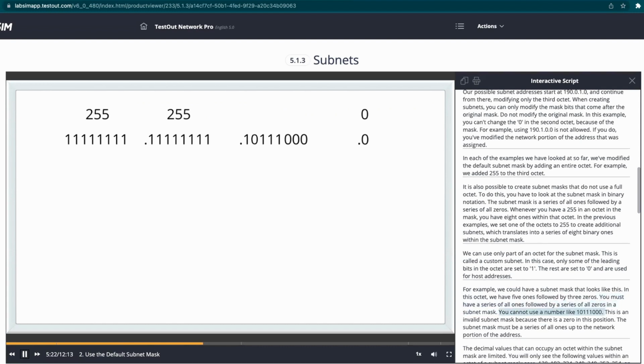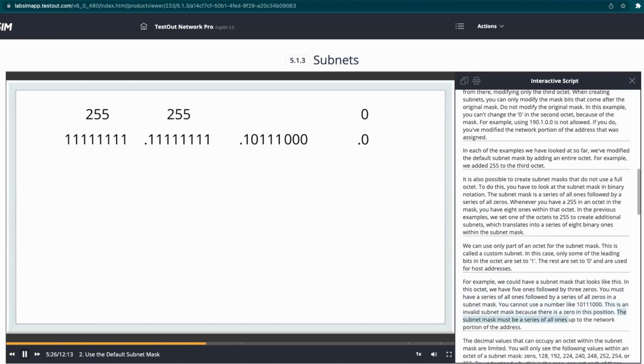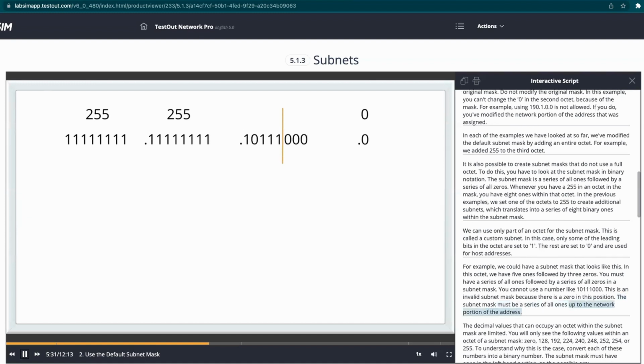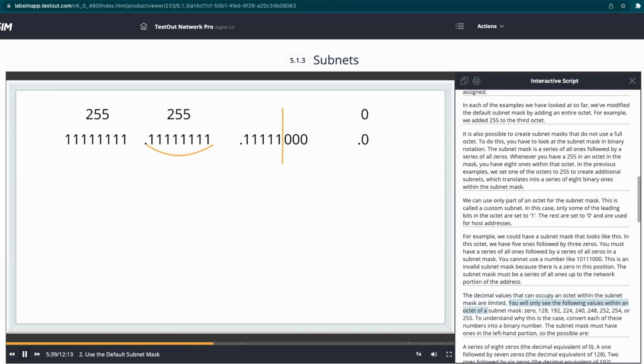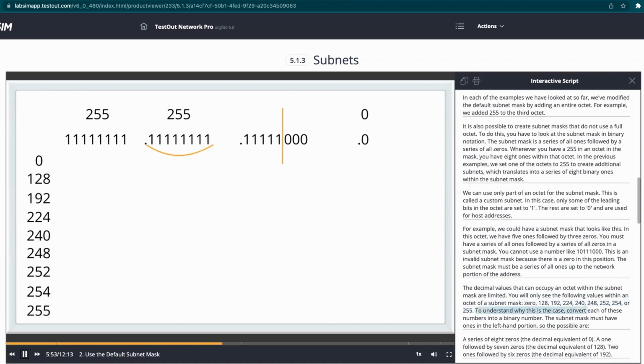You cannot use a number like this. This is an invalid subnet mask because there is a 0 in this position. The subnet mask must be a series of all ones up to the network portion of the address. The decimal values that can occupy an octet within the subnet mask are limited. You will only see the following values within an octet of a subnet mask. You can see a 0, 128, 192, 224, 240, 248, 252, 254, or 255. To understand why this is the case, convert each of these numbers into a binary number.